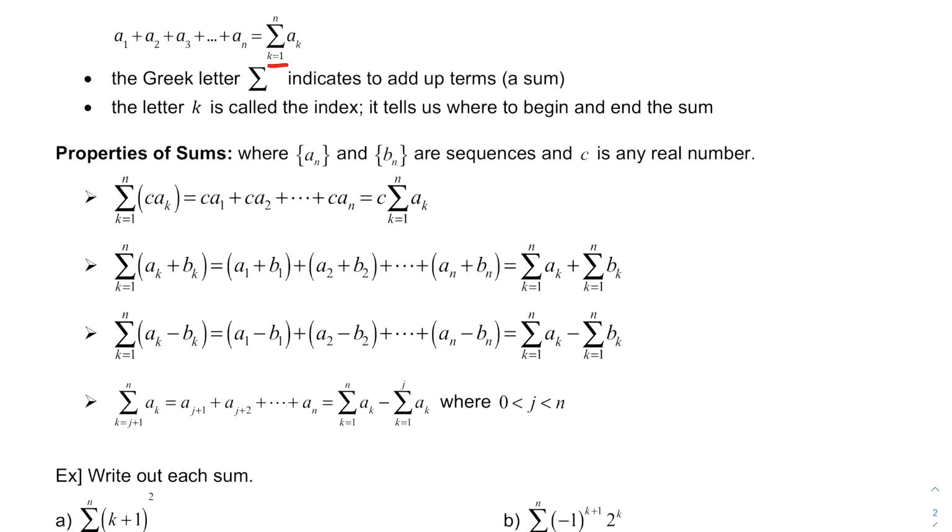And you can tell where to start and stop by here. So you start with the first term, and here it's saying add up to the nth term. So sometimes n will be replaced by a number. Sometimes it will just stay as an n, depending on what you're looking at.